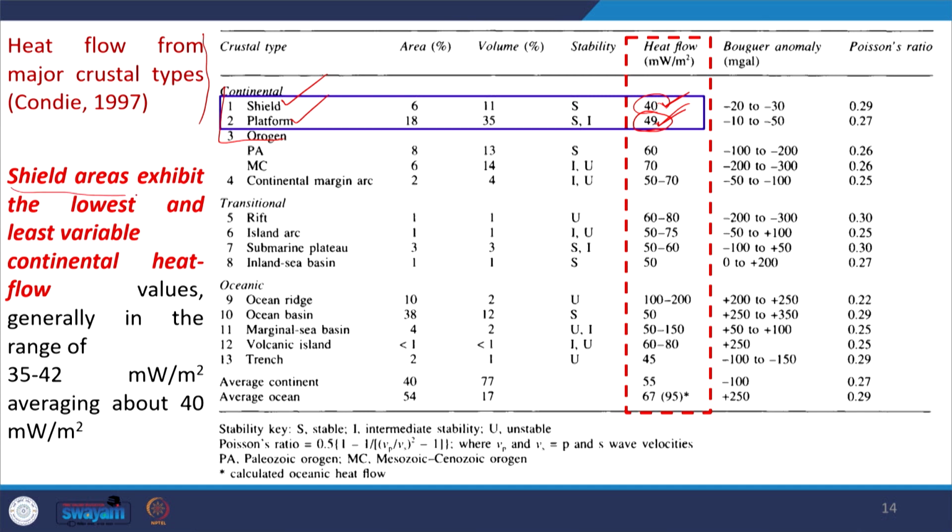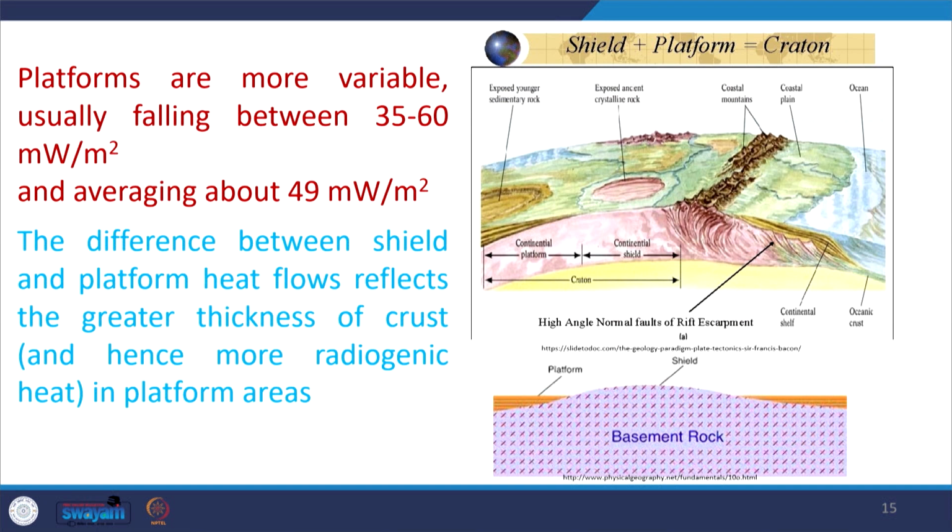So, shield areas exhibit the lowest and the least variable continental heat flow, with values generally in the range of 35 to 42 milliwatt per meter square, average about 40 milliwatt per meter square. Now, platforms are more variable, usually falling between 35 to 60 milliwatt per meter square, with an average of about 49 milliwatt. So, the difference between the shield and platform heat flow reflects the greater thickness of the crust, and hence more radiogenic elements in the platform area.